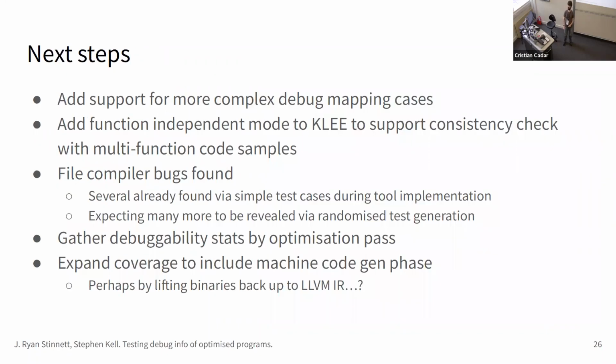Right, and so going on from there, we still have a bit of work to do to add support for some more complex debug mapping cases. It does get a bit more complex than the story I've outlined here in the slides, so we need to add support for those so that we'd be able to actually run through larger real programs. Also, we do need to build out this function independent mode that I hinted at earlier to keep the state space contained and avoid some of the path explosion problems that can happen.